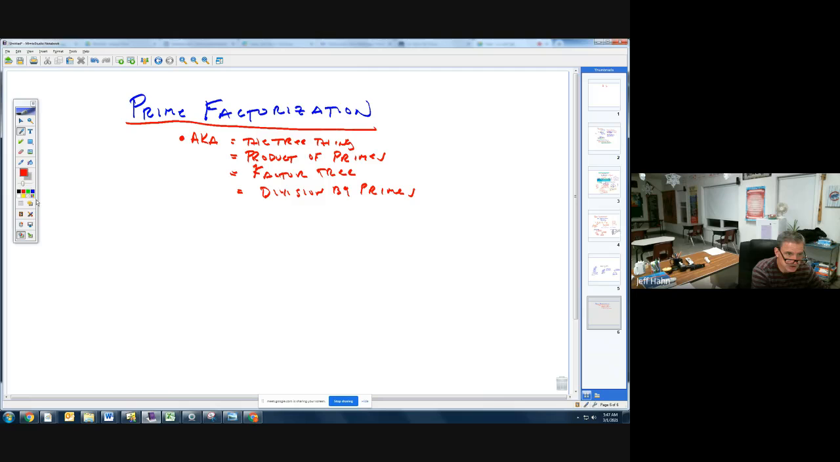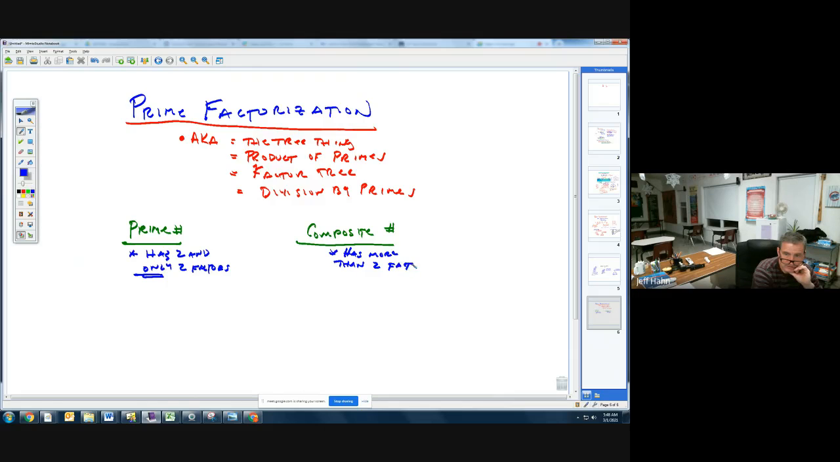And in order for you to get the gist of this, we have to go back and make sure we understand the difference between a prime number and a composite number. If you look in your notes, it's probably there, but the definition of a prime number is that it has two and only, emphasis on only, two factors, where a composite number has more than two factors.